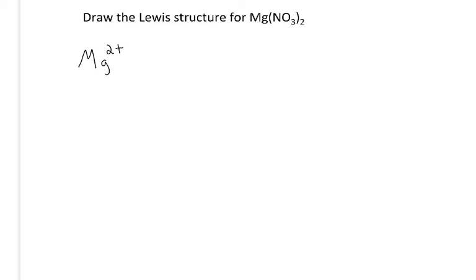Now, we need to combine that with the Lewis structure for the nitrate ion. So here on the right, away from the magnesium, I'm going to go ahead and draw the Lewis structure for the nitrate ion first. All right, so nitrate, the nitrogen will be the central atom. I'll have the 3 oxygens arranged around it. When I count up my electrons, 3 oxygens, nitrogen, and then an extra one for the charge, I have 24 electrons.